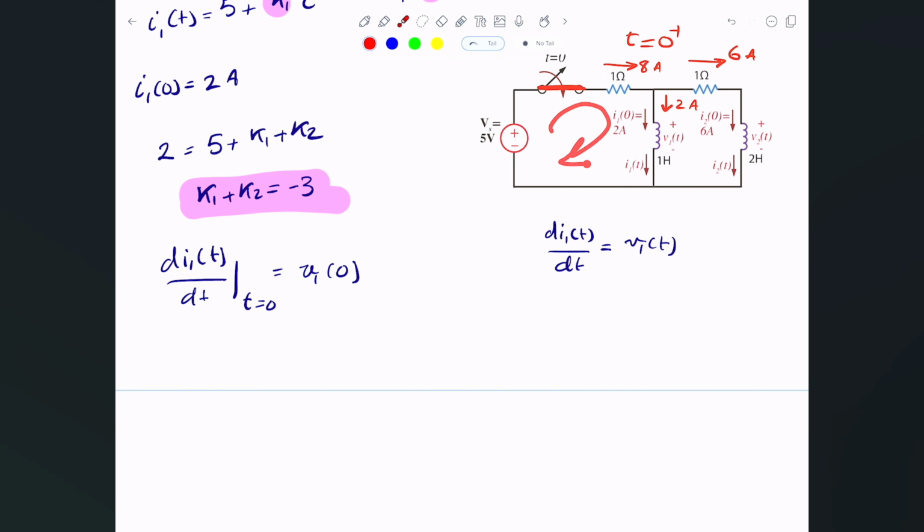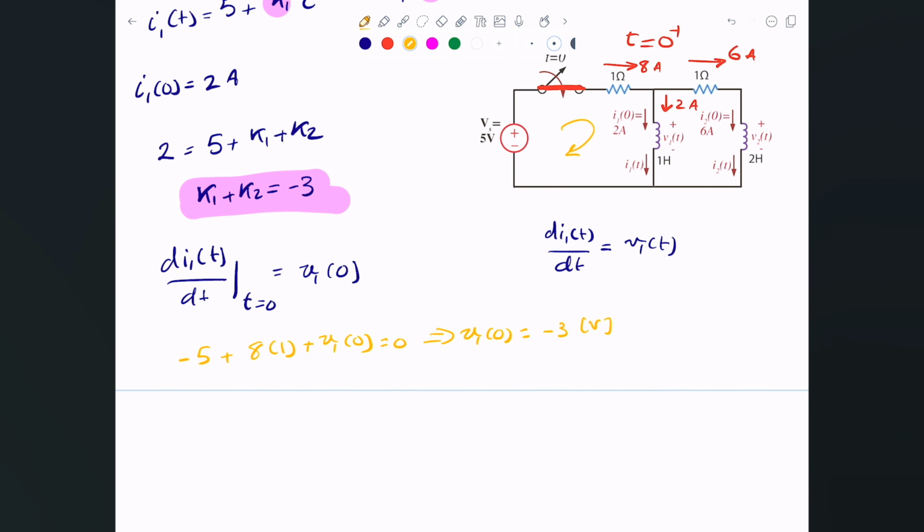So for example, we can write a KVL equation in here and figure out what that V1 at 0 is. This KVL equation will be negative 5 plus 8 times 1 plus V1 evaluated at 0 equals 0. Remember again, this is only for the initial condition, because that 8 is only initial, since this has been 2 and this has been 6 exactly at t equals 0. And that tells me that V1 of 0, the initial voltage, is simply 5 minus 8, which is negative 3 volts.